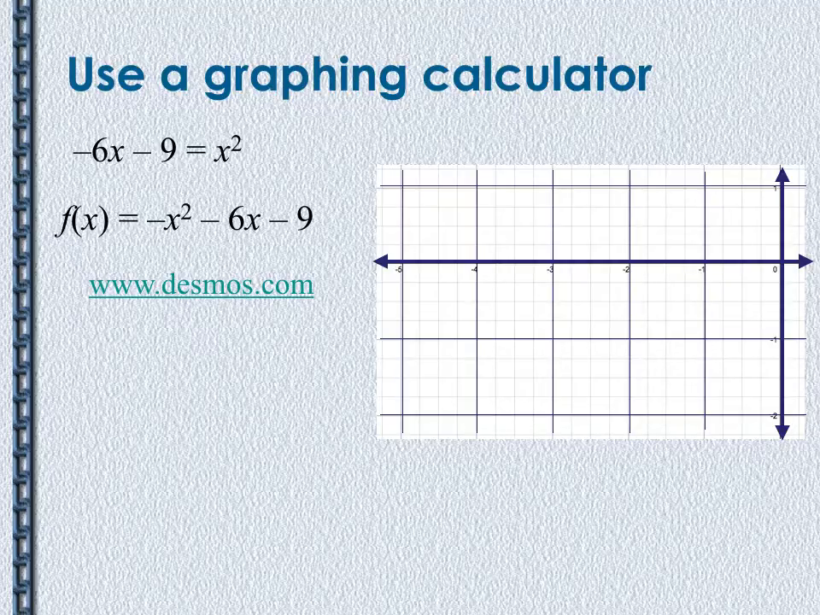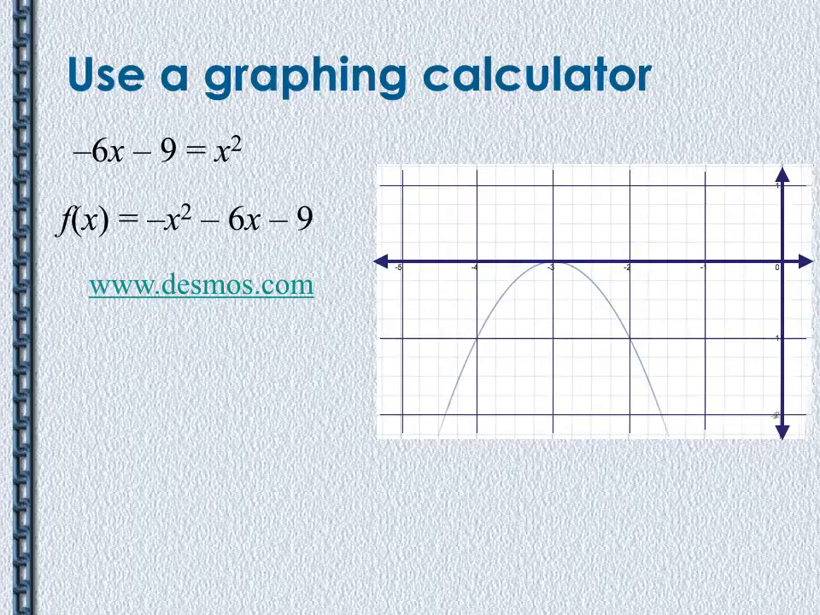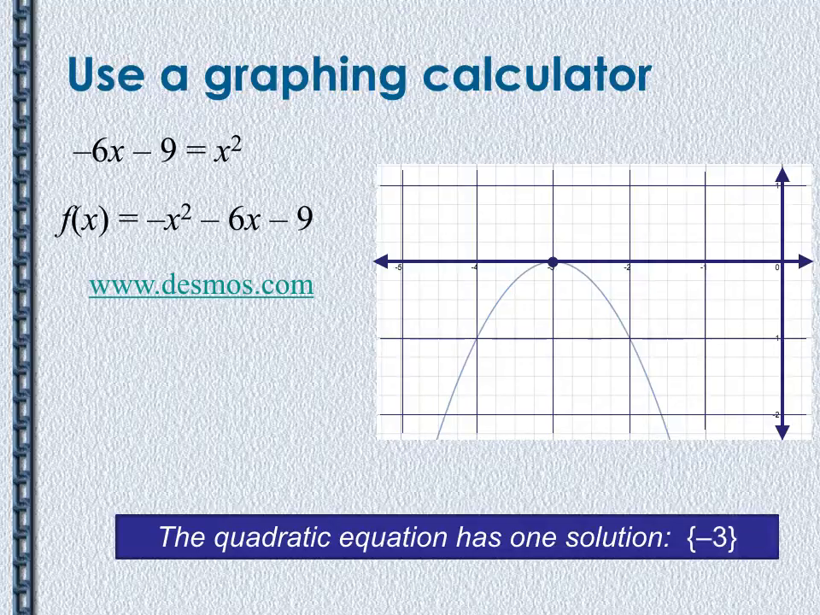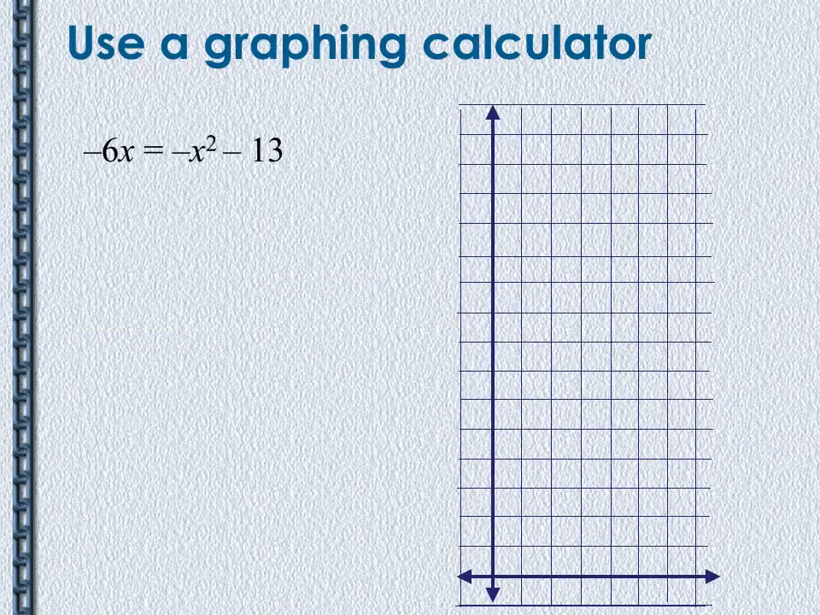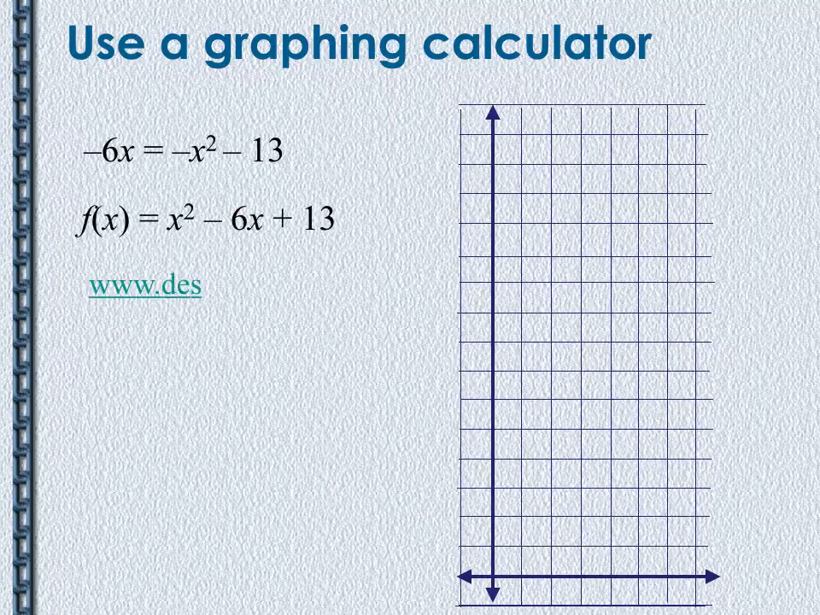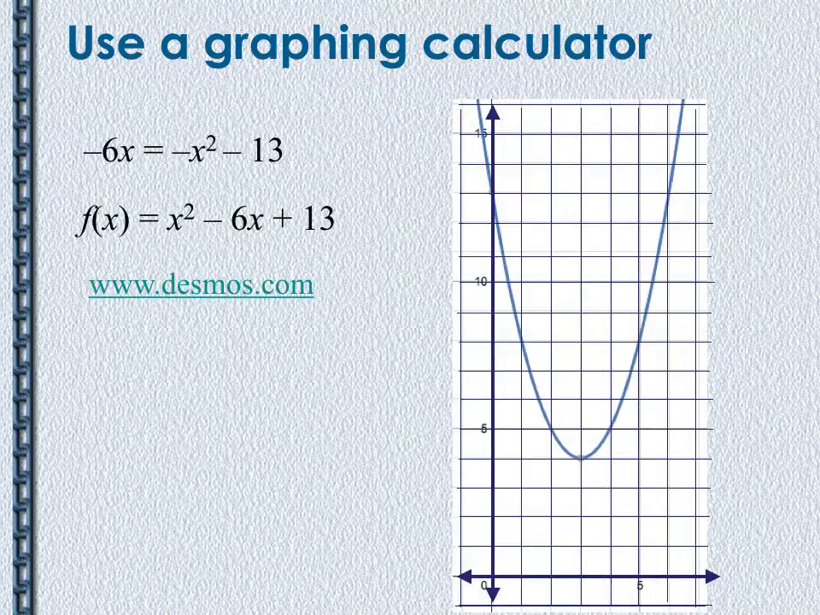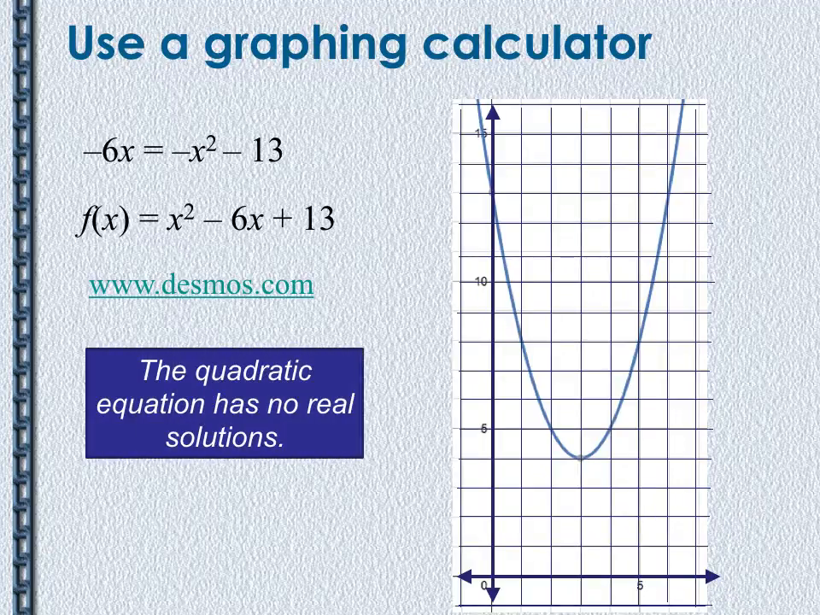You can type in the function exactly the way you see it, and you'll get this curve. We can see that we do have one place that the curve crosses the x-axis, and so there is one solution, x equals -3. We'll have another example with the graphing calculator. This time let's pull the quadratic term on one side and the constant term on the other side. And let's type it in exactly like that into Desmos. And we'll notice this particular graph does not cross the x-axis, so the quadratic equation has no real solutions.